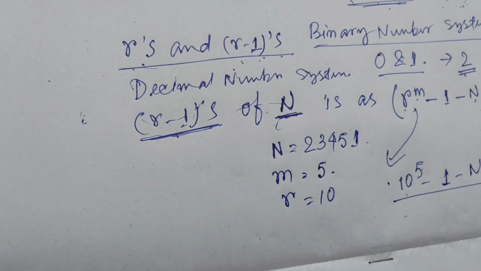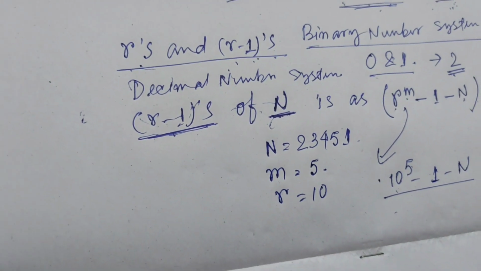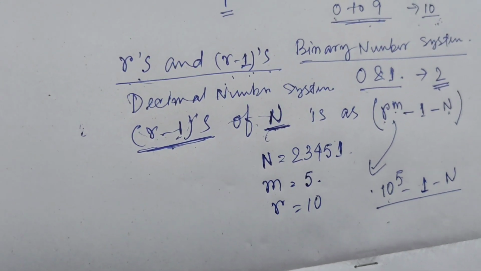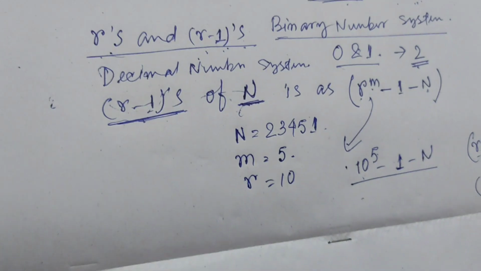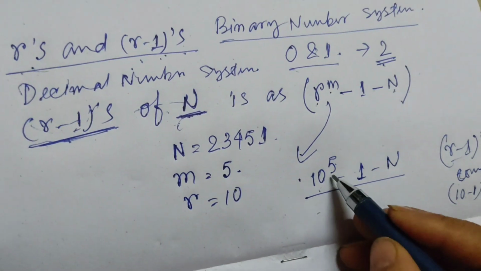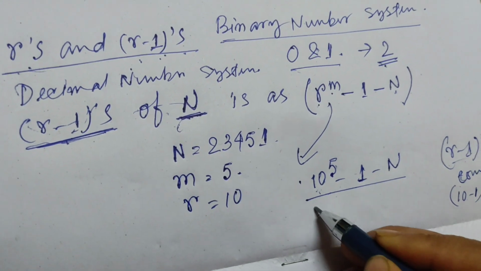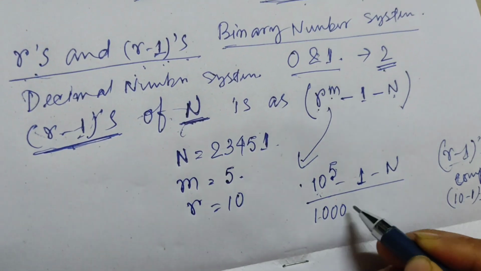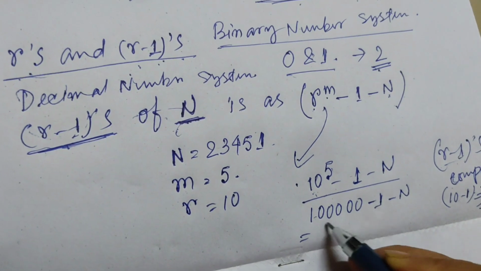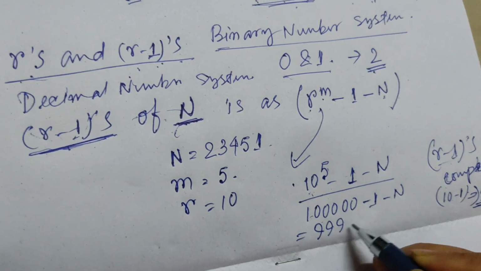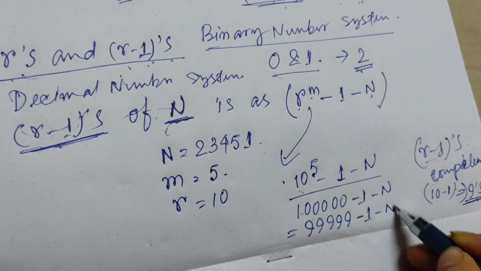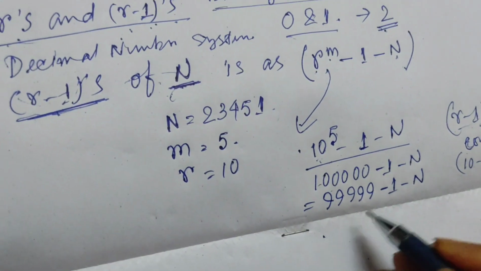Here, the r minus 1's complement in the decimal number system, with r as 10, is 10 minus 1. That means we can say it is the 9's complement. So what is the 9's complement that we can find? 10 to the power 5 means 1, 0, 0, 0, 0, 0, minus 1 minus n. So what can we get from here? 1, 2, 3, 4, 5: the five 9's minus n. So what is it?